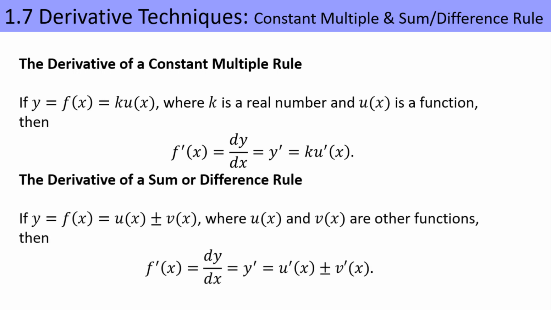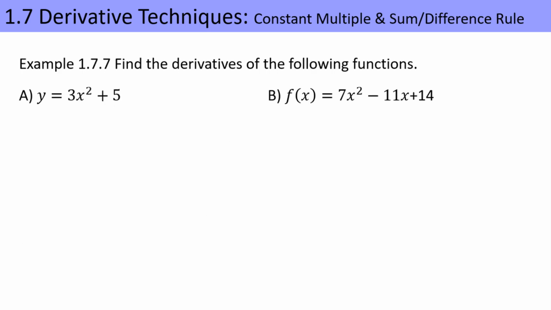The derivative of a sum or difference rule. If y equals f of x is equal to u of x plus or minus v of x, where u of x and v of x are other functions, then the derivative, denoted by f prime of x, equals dy dx equals y prime, is equal to the derivative of u of x plus or minus the derivative of v of x. Example 1.7.7. Find the derivatives of the following functions.